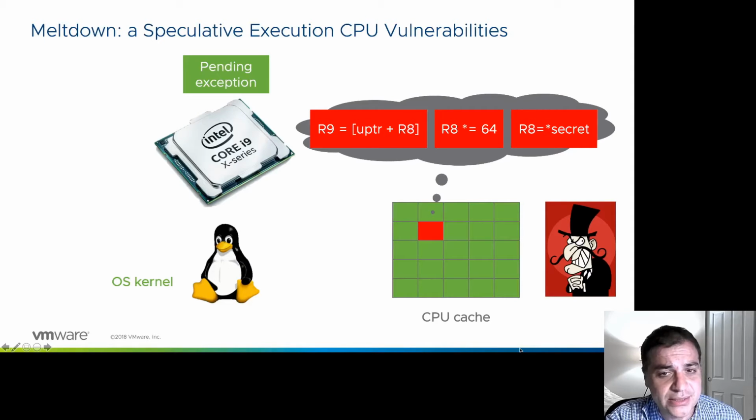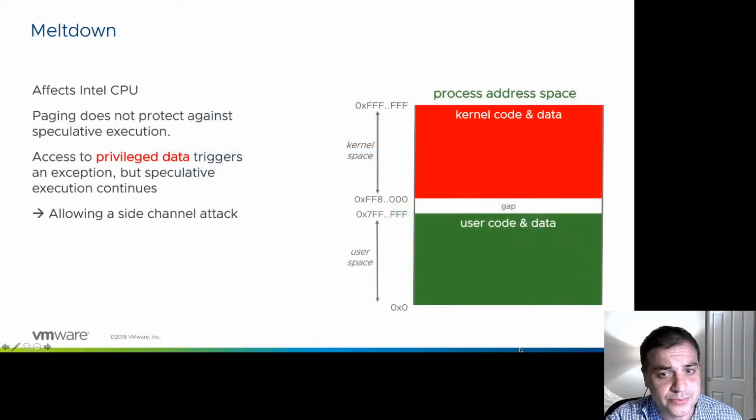A malicious user can set code that would affect the caches based on the secret data that was read speculatively. Then, by timing accesses to different cache lines, the user can infer the secret data. Meltdown affects Intel CPUs and certain ARM CPUs and is mostly considered a bug that should not have occurred.